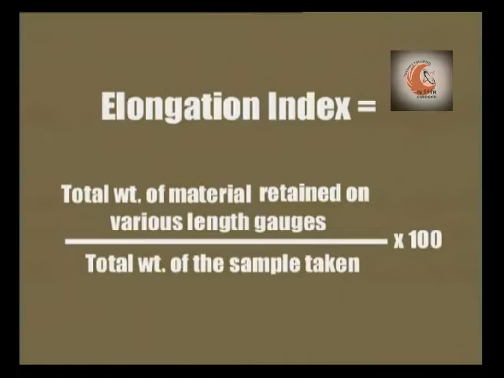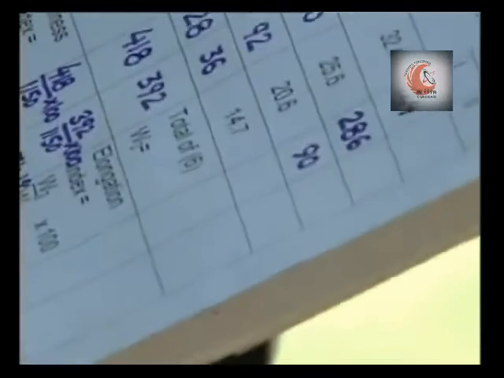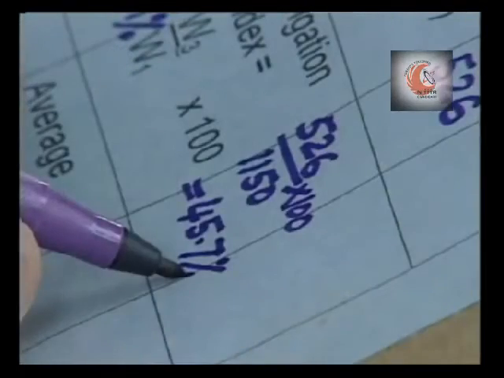The elongation index is the total weight of the material retained on the various length gauges expressed as a percentage of the total weight of the sample taken. In this case, the elongation index of aggregate comes out to be 45.7%.